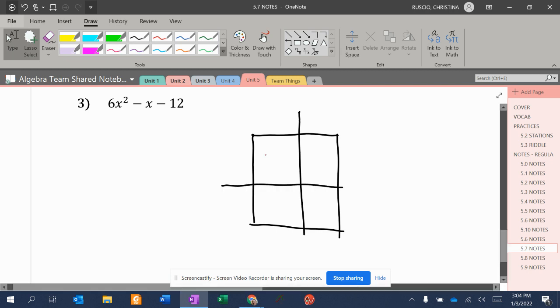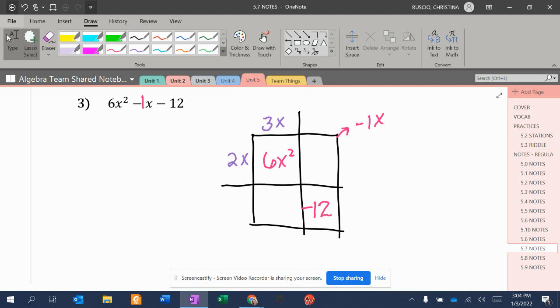My box is a little lopsided today. Sorry about that. So 6x squared minus, and I'm going to put minus 1x. I always like to put that 1 there, and minus 12. So I got a whole lot of negative action going on. Okay, so let's try some things. I'm going to say that 3x times 2x is 6x squared, even though I also know that it could be 6x and 1x. Now this 12 here can maybe throw me off a little bit because 12 has a lot of factors: 1 and 12, 2 and 6, 3 and 4.